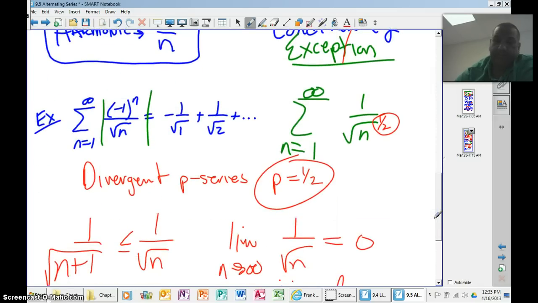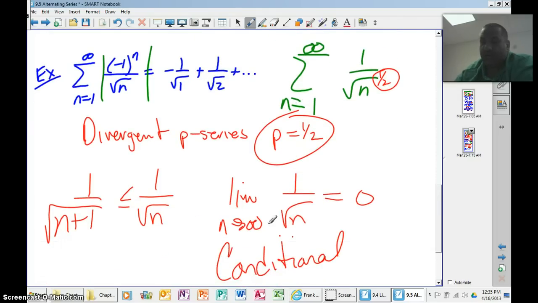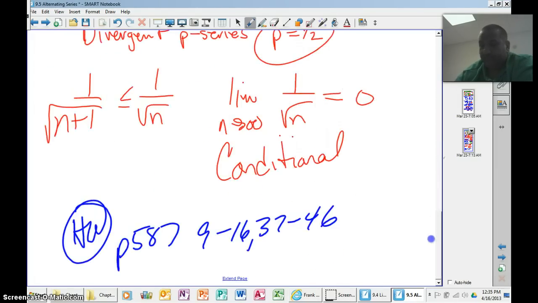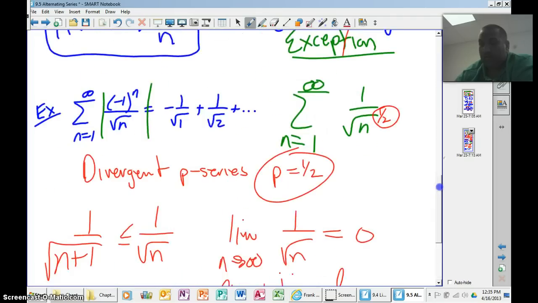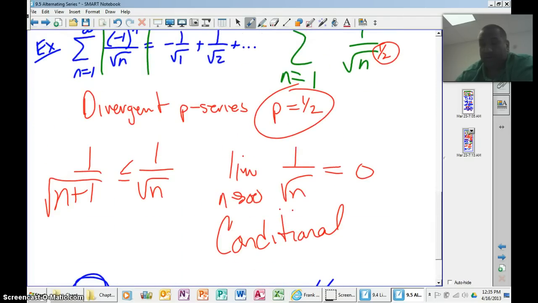Here's another one. This is a diverging p-series, because p is 1/2. It has to be greater than 1. So here we go, we check it out. This guy diverges, but then taking away the negative 1 or the alternation, we get this guy converges. So this is conditional. There's some homework there. We'll do that in class, so we'll get them all together.